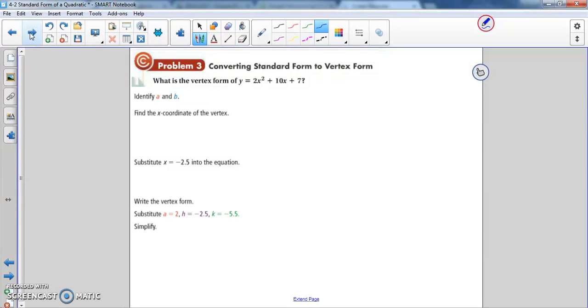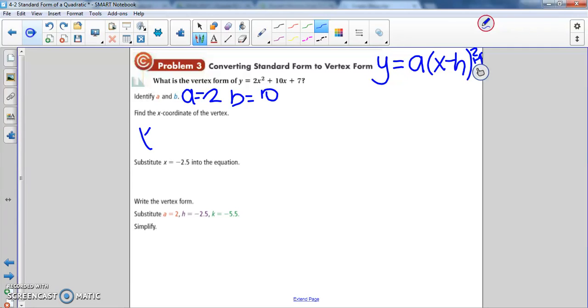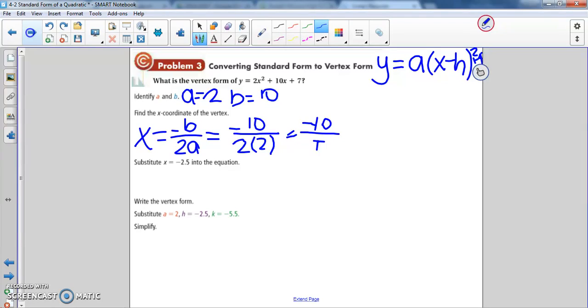Now we have to convert standard form into vertex form. So if we remember what vertex form is, we have y = a(x - h)² + k. And we want to go from standard form to vertex form. So first you're going to identify a and b. a is equal to 2, and b is equal to 10. So we're going to find the x-coordinate of the vertex, and we know that x = -b/(2a), which is -10 over 2 times 2, -10 over 4, which is also equal to -2 and a half.